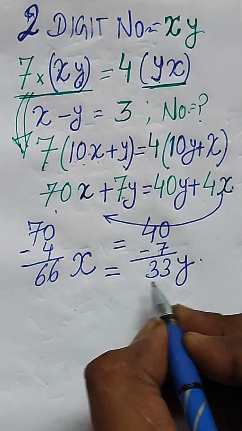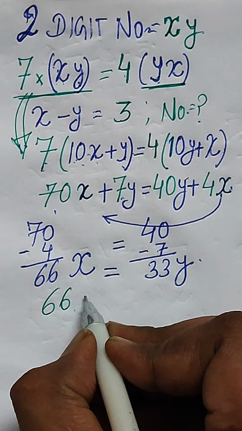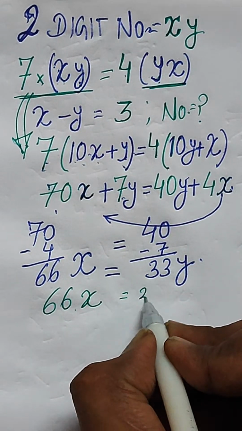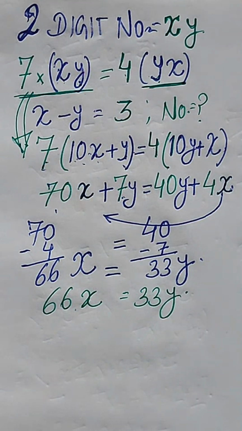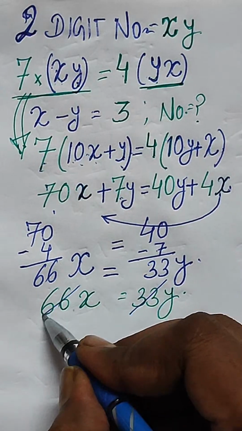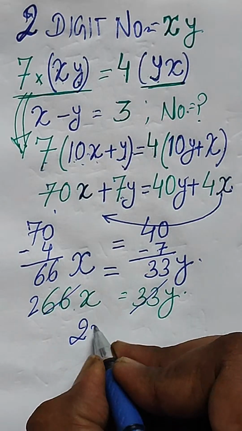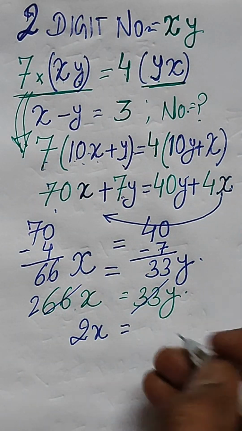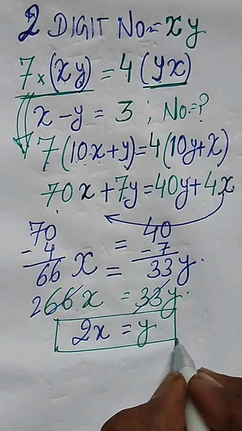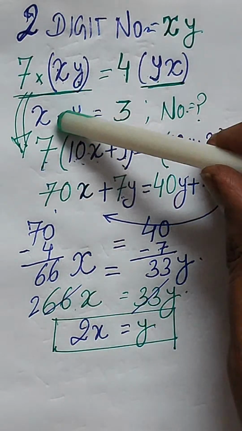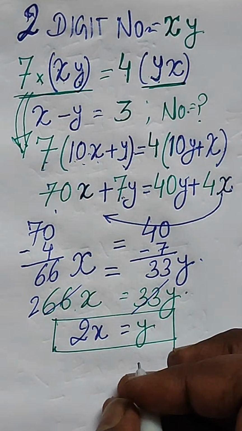So 66x is equal to 33y, right? I'm writing 66x is equal to 33y. So from this, 66 is divided by 33, 2 times. So we can say that 2x is equal to y. This is one of the relations which is derived. But it's also given that x minus y is equal to 3.